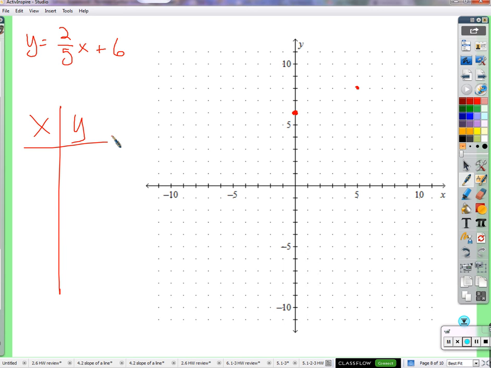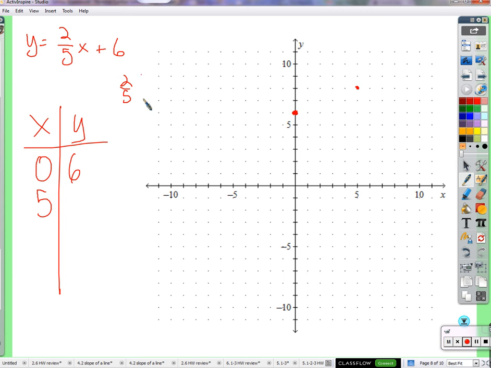Hallie, what would you plug in for x to help them? 5? 0. Let's start with 0 real quick. Okay, 0 and then 5. So have the person plug in 0 and they'll get 0 plus 6 is 6. So you can really quickly see that there's a point on the y-axis at 6, because when you plug in 0, all that's left over is this guy here. So then we plug in 5, just like Kelly said.